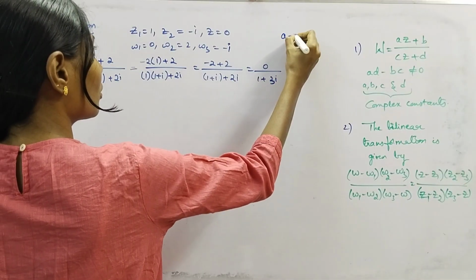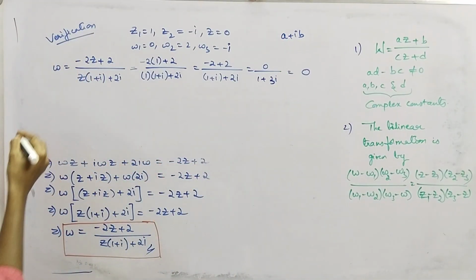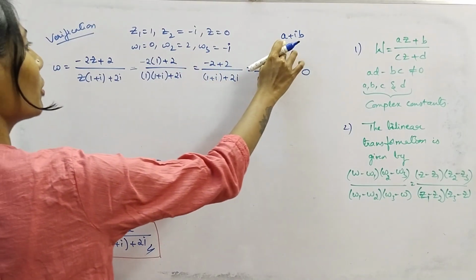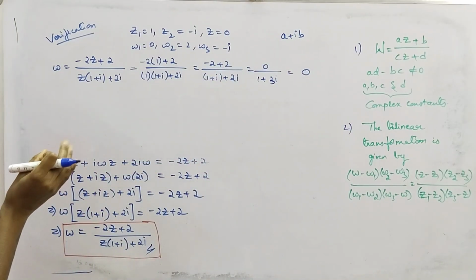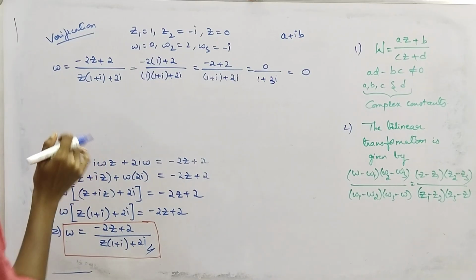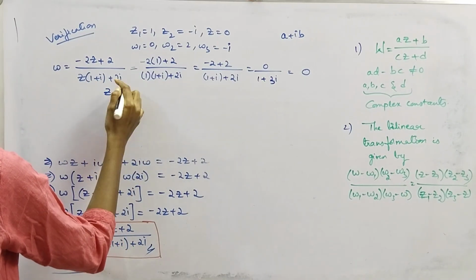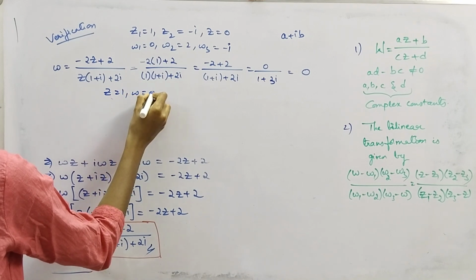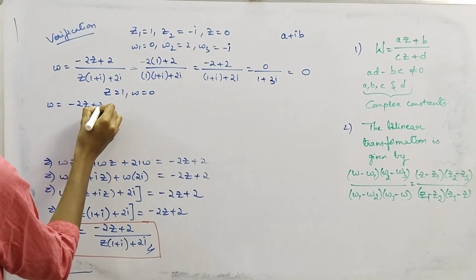Fine. Now, a complex number is of the form a plus ib. Fine. So, when z equal to 1, you got omega equal to 0. Let's see what happens if we put z equal to the next number.